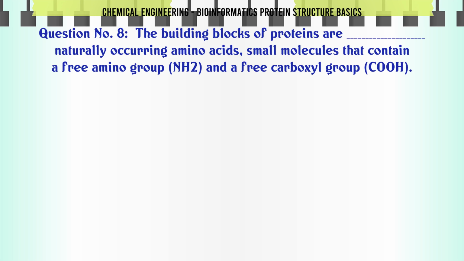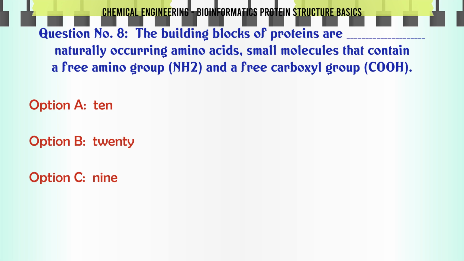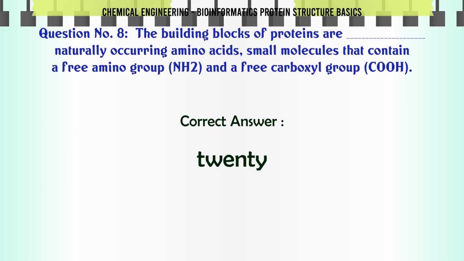The building blocks of proteins are naturally occurring amino acids, small molecules that contain a free amino group NH2 and a free carboxyl group COOH. How many are there? A. 10, B. 20, C. 9, D. 19. The correct answer is 20.